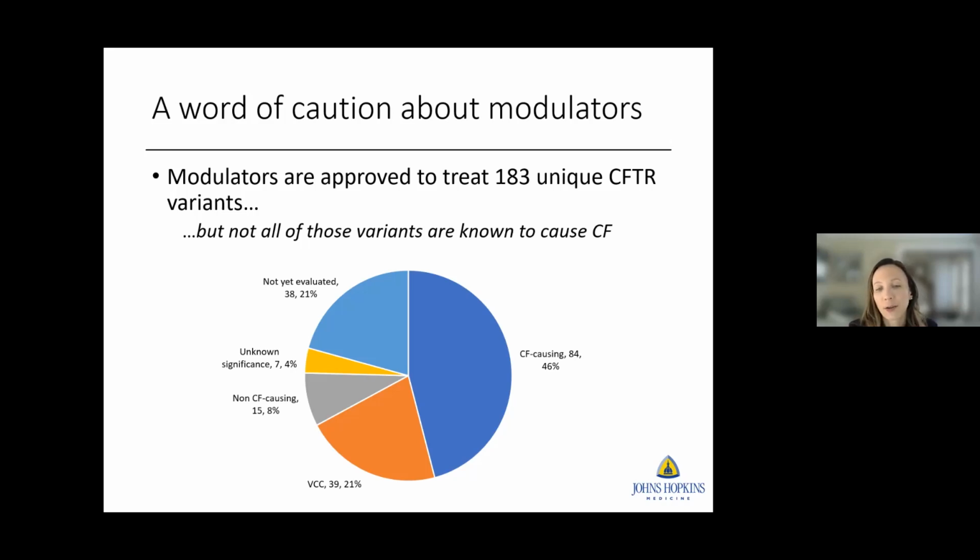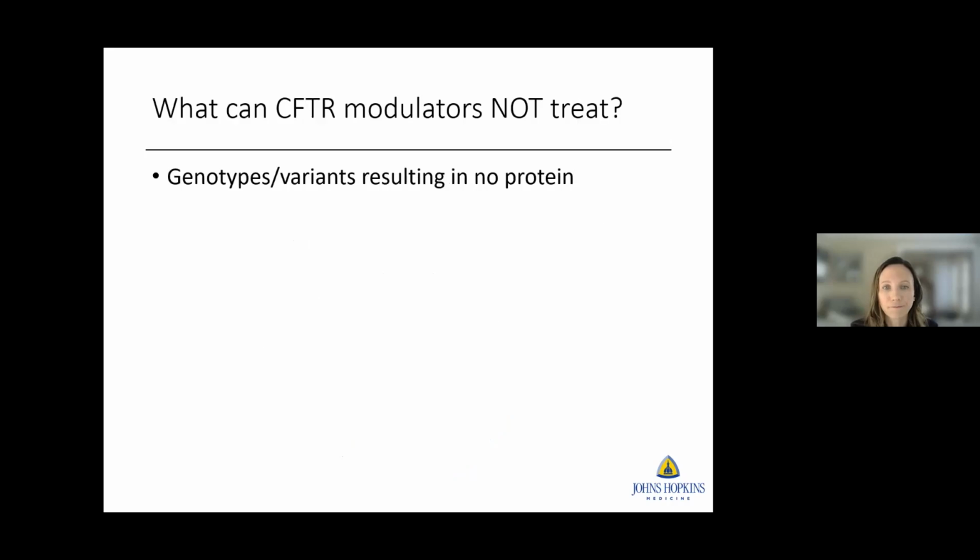But the reason I point this out is that the risk-benefit conversation changes a little bit when you get into these variants that are not definitively known to cause CF, because the drugs, for one, are very expensive, and for two, are not without side effects. And for some people, those side effects can be severe. So it's just important to keep this in mind.